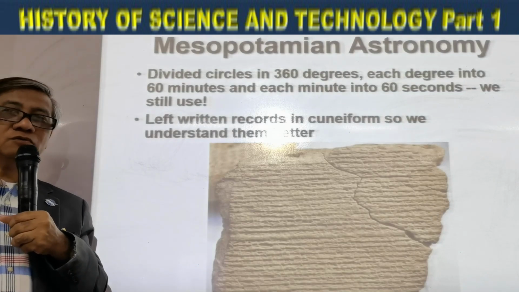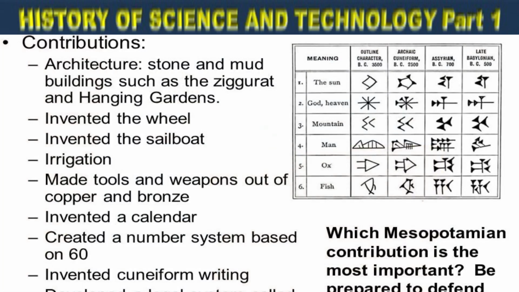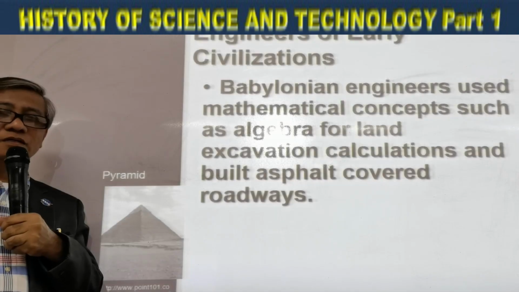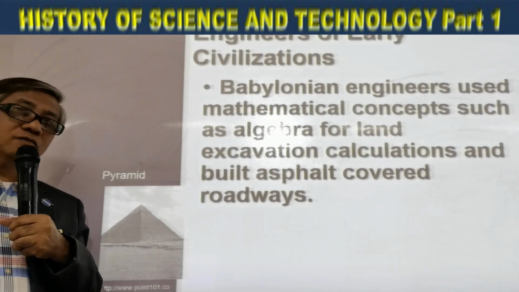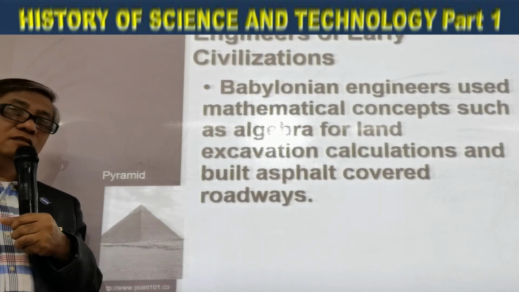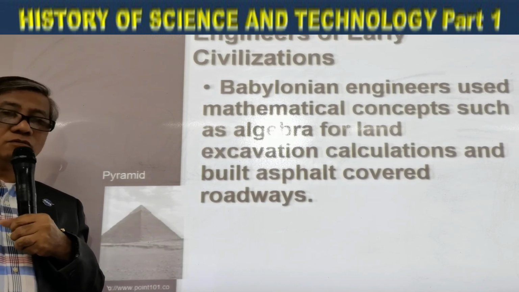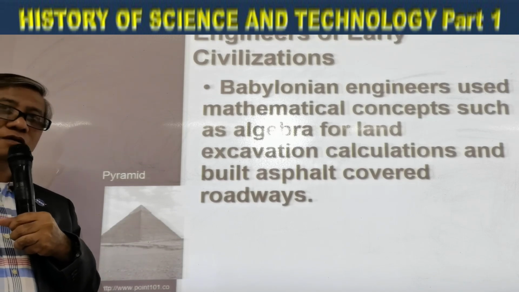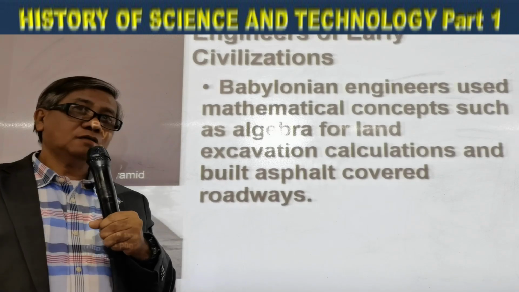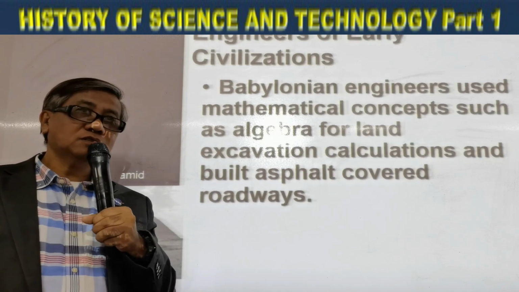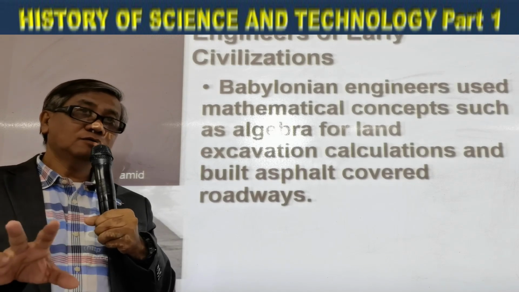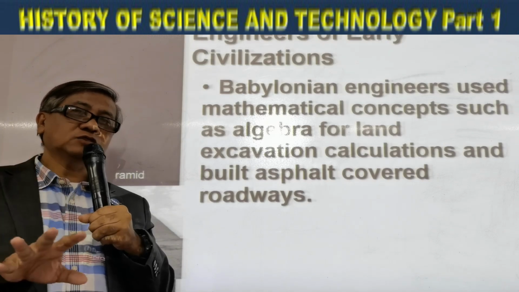Alright? So they also gave us the division of the circle into 360 degrees, and again, the cuneiform system of writing, and also the zodiac. The Babylonian engineers also gave us algebra, alright, and they built asphalt-covered roads. And with that, they were able to expand the Mesopotamian Empire. So that's how we characterize the Mesopotamian civilization and the contributions to our history.